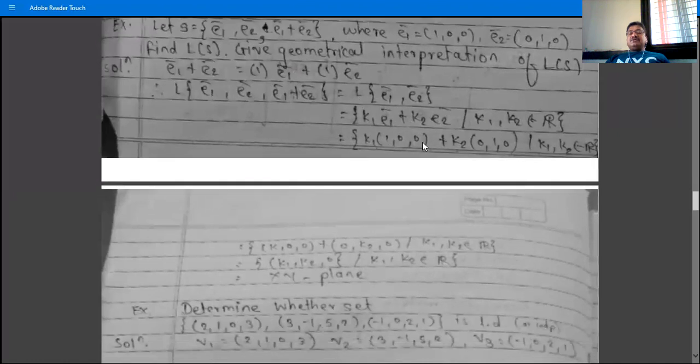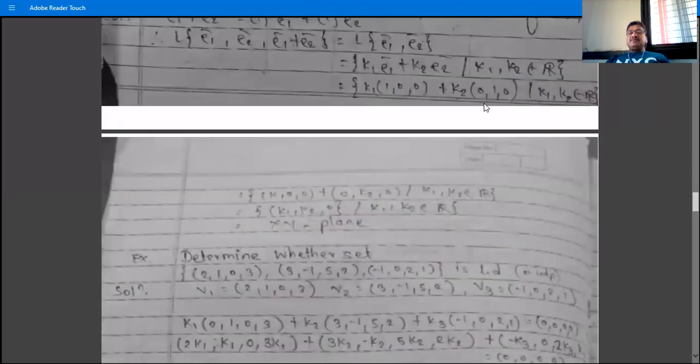What is L of {E1, E2}? It is the set of all linear combinations. So obviously E1 plus E2 belongs to L of {E1, E2}. So L of {E1, E2, E1 plus E2} is L of {E1, E2}. And L of {E1, E2} is the set of all linear combinations of E1 and E2, that is K1 E1 plus K2 E2 such that K1, K2 belong to R. This is by using the definition of a linear span. And E1 is (1, 0, 0), E2 is (0, 1, 0), K1, K2 belong to R.